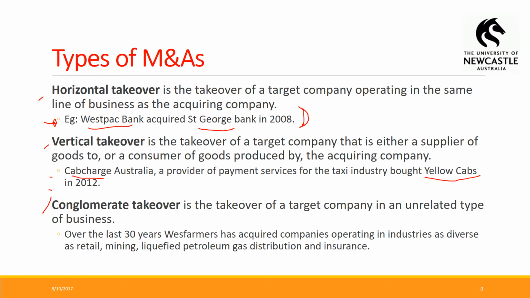The third category is a conglomerate takeover. This is when a big company goes and buys businesses in unrelated industries, right? Conglomerate takeovers tend to happen when we have a big company with a large capital base, like Wesfarmers. Or in Japan, we see a lot of cases where an industry conglomerate comprises a bank. The bank provides capital for individual businesses within the conglomerate, right?